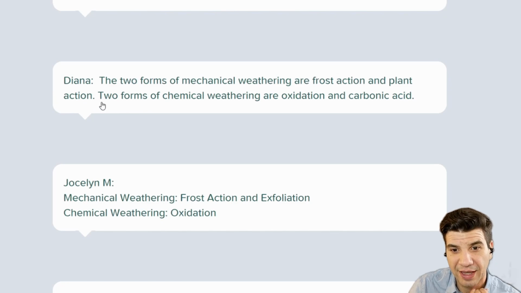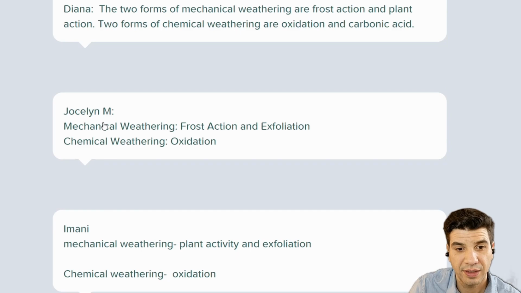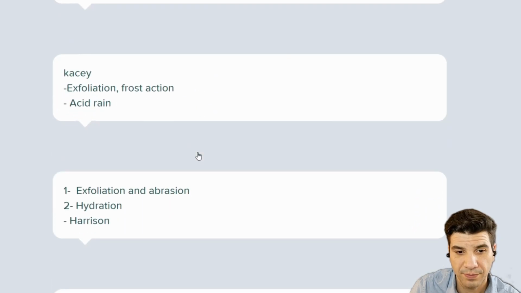Frost action, plant action. For chemical weathering, we have oxidation and carbonation. Jocelyn said mechanical weathering is frost action, exfoliation. And we've got oxidation. Great, guys.